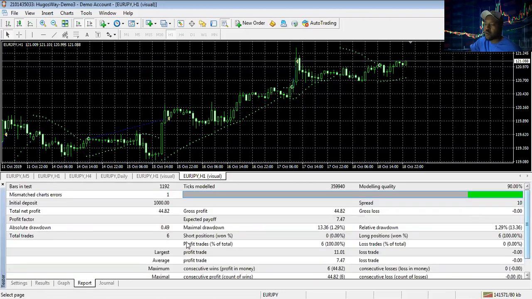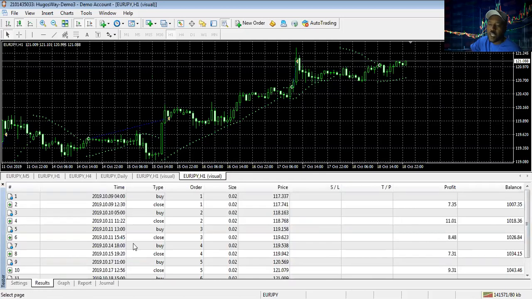So let's go to the report really quick. We see the drawdown was only 1.29%. The return on investment was 44 bucks, but you see that we were really conservative on our lot sizes. So if you increase your lot sizes, you can achieve greater profits. When you use our strategy, manually trading and using the robot, you understand how we compound our accounts.